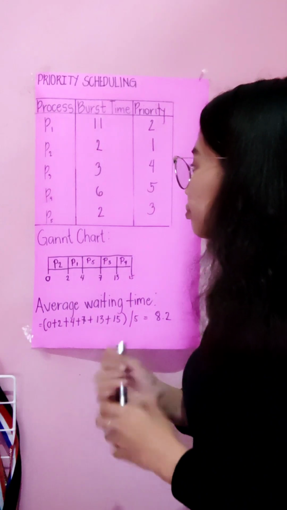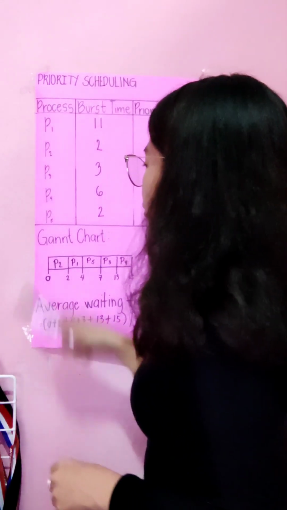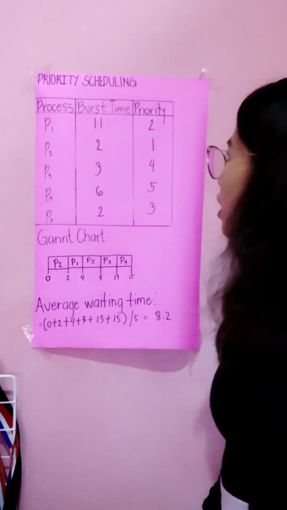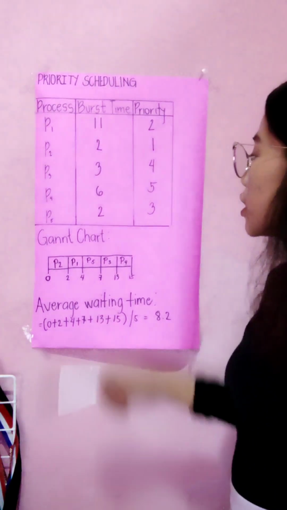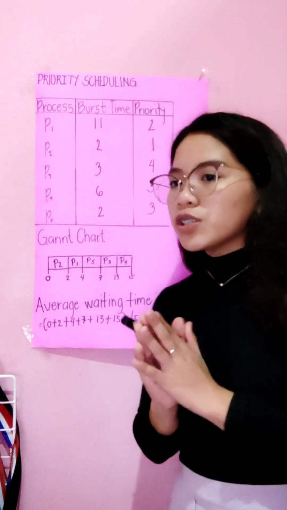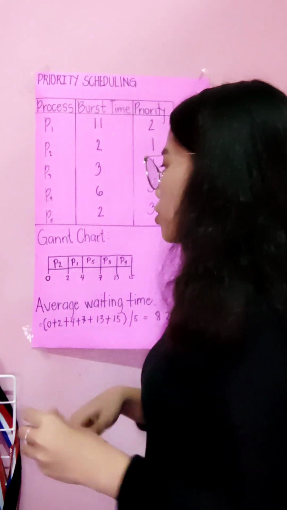millisecond burst time and priority number 5. For P5, it has a 2 millisecond burst time and it has priority number 3. Then I will show you how to solve it using a Gantt chart.